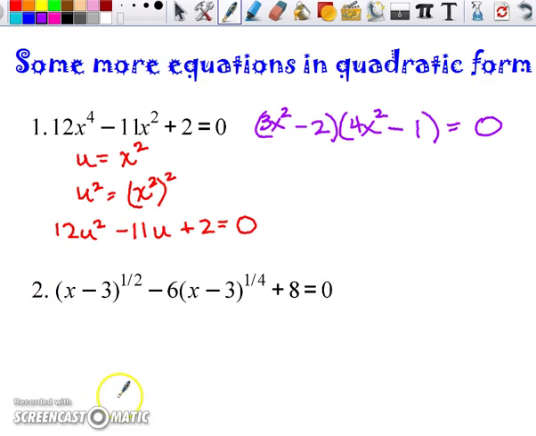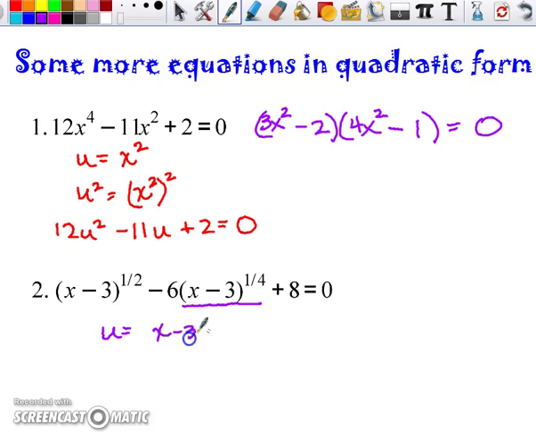Number 2 looks a little bit more complicated. We have these rational exponents, 1/2 and 1/4. But you may be thinking from the one before, sorry about the little straight lines here, my slate is a little sensitive today. You may look at our exponents, 1/4 and 1/2, and recognize that if I squared 1/4, I'm going to get a 1/2. That helps you locate what your u is going to be in this case.